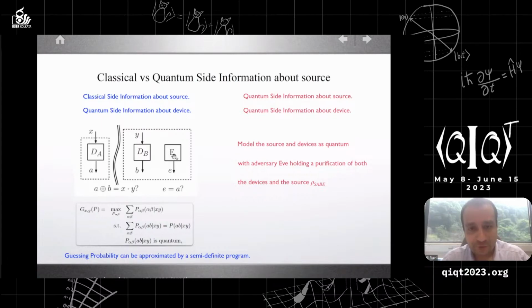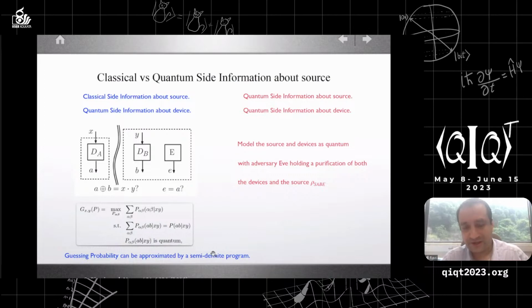We have an adversary who has some quantum system that's correlated with the device of Alice and Bob, and the adversary is trying to guess the outcome, say, of Alice or Bob. In this case, you can formulate the probability of the adversary guessing Alice's outcome in terms of what's called a semi-definite program, which is to ask what is the maximum probability with which the adversary can guess the value of Alice's outcome, provided the marginal distribution of Alice and Bob's device is some specific observed distribution that is quantum.